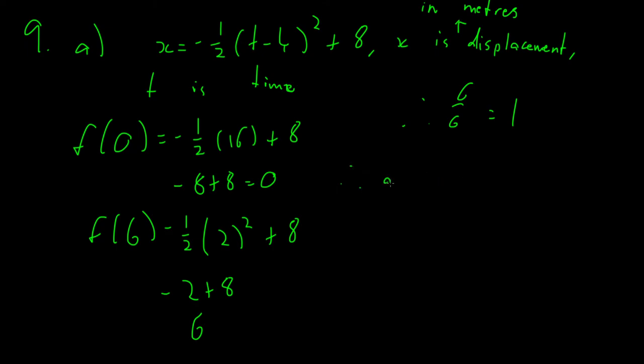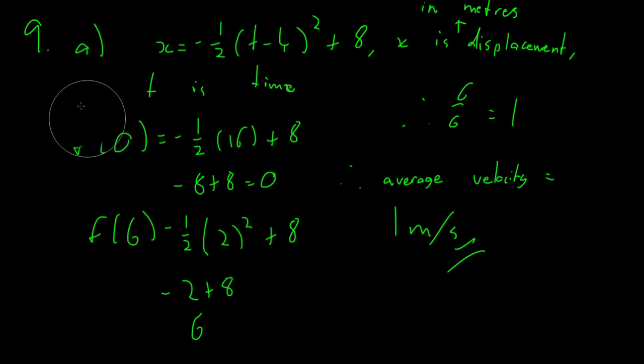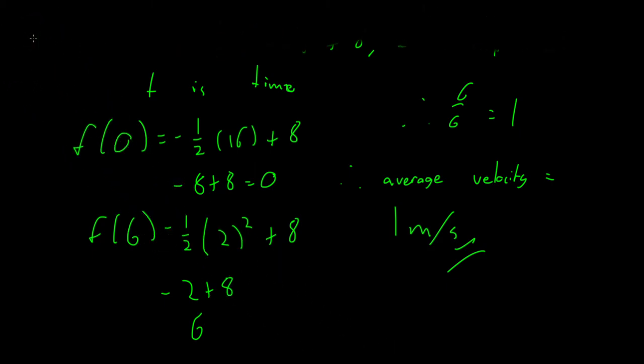Therefore, average velocity equals 1 meter per second. Alright, there you go. That is question 9a completed.